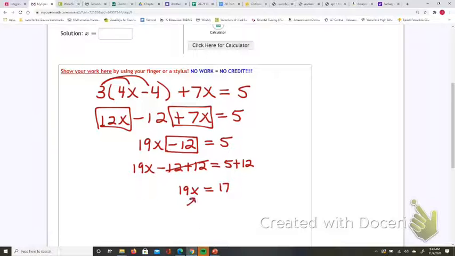And then our final step is to undo the multiplication. We find our x, we find the number that's right next to the x, because that means times, and we divide by 19 on both sides. 19 divided by 19 is 1x equals 17 over 19. So we go up to the top and we type in our answer, 17 over 19, and we submit. Make sure that you have shown all of the work. When you've shown all of the work, submit and move on to the next problem.